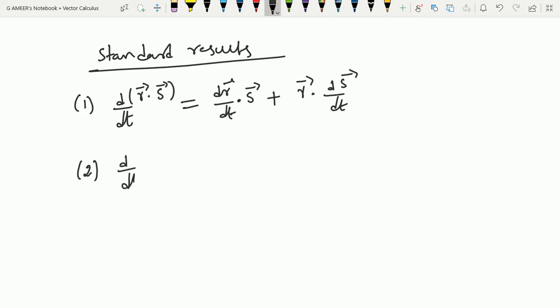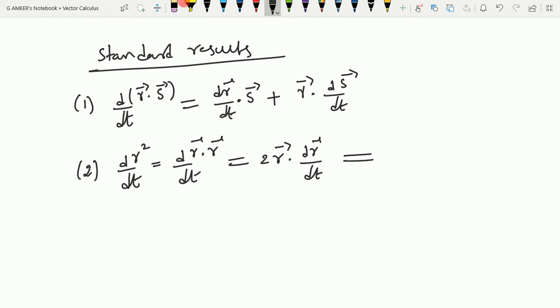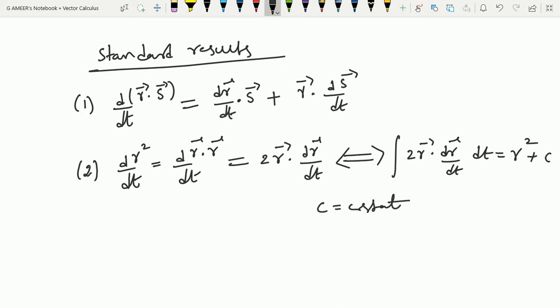So what is d by dt of r square? This can be written as d by dt of r dot r. In the above problem, put s is equal to r, then it will become 2 times r dot dr by dt. Then anti-differentiation can be written as integration of 2 r dot dr by dt with respect to t is equal to r square. Of course, you put some integration constant. C is equal to integration constant.